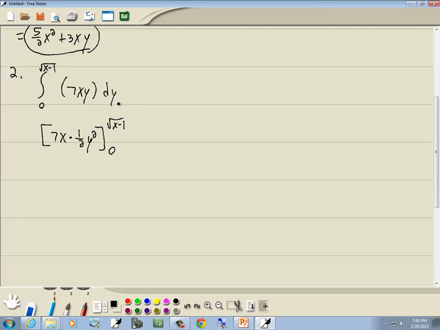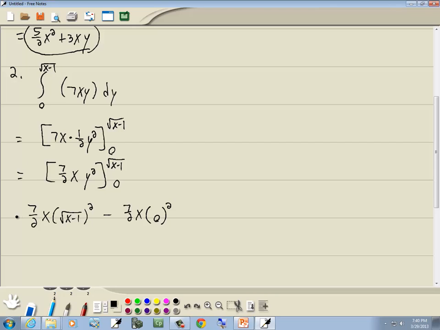Now again, you have to keep in mind that we're integrating with respect to y. So when we plug these in, we're replacing just the y. Well, this becomes 7 times 1/2 is 7/2 x y squared. And we'll plug in the square root of x minus 1. So we're going to have 7/2 x, and then times square root of x minus 1 squared minus 7/2 x, and then we're going to replace the y with 0. Again, these are just definite integrals we're working with here, though instead of being numbers, we have variables in there.